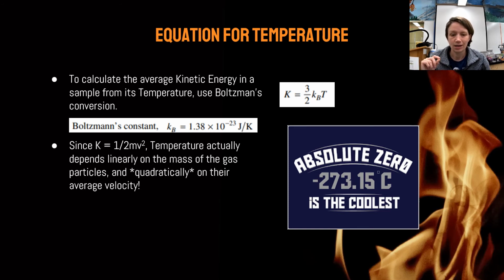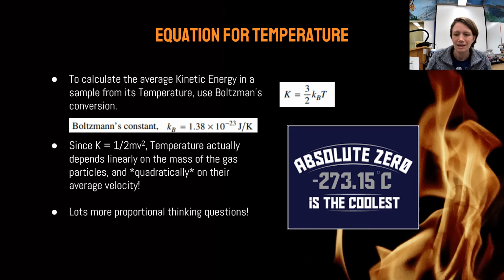So that is called a quadratic relationship, and it's important that you realize that both increasing mass and velocity have the net effect of increasing the temperature, but increasing the mass makes it linear. Increasing the velocity is a quadratic increase. It's going to cause that temperature to go up really fast if we double our velocity or more. You may be able to predict that there's going to be a lot more proportional thinking questions related to temperature based on those relationships.